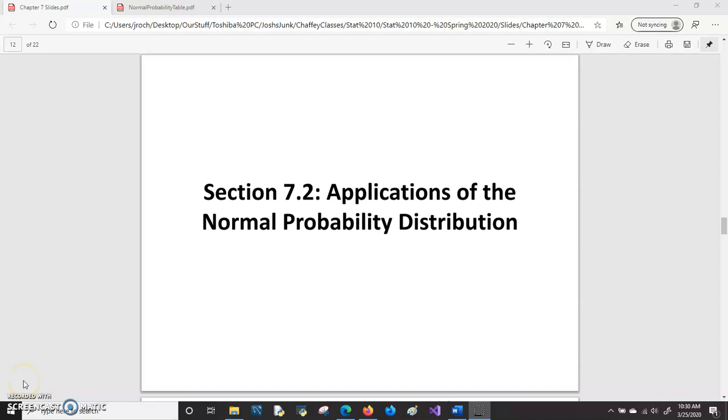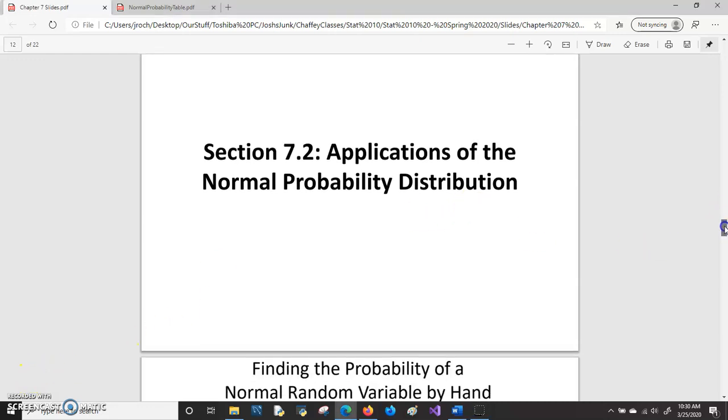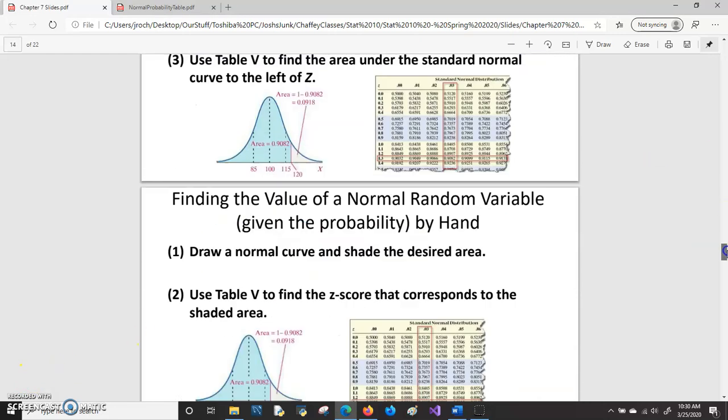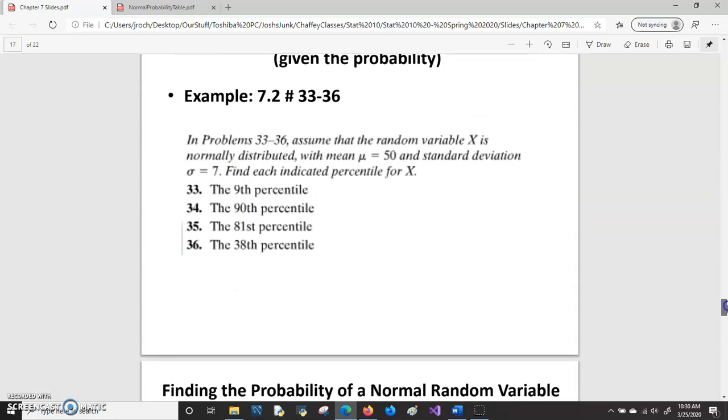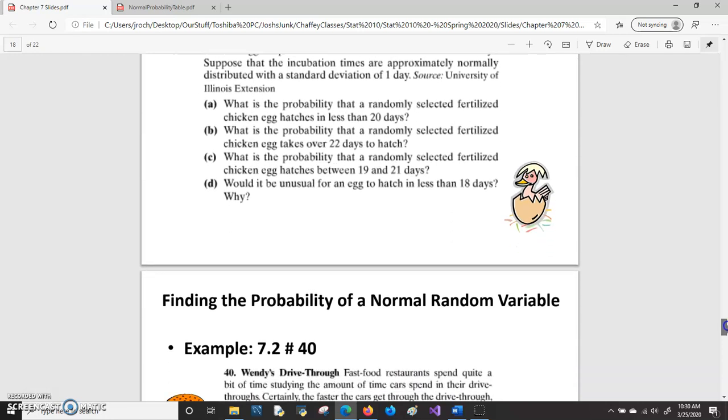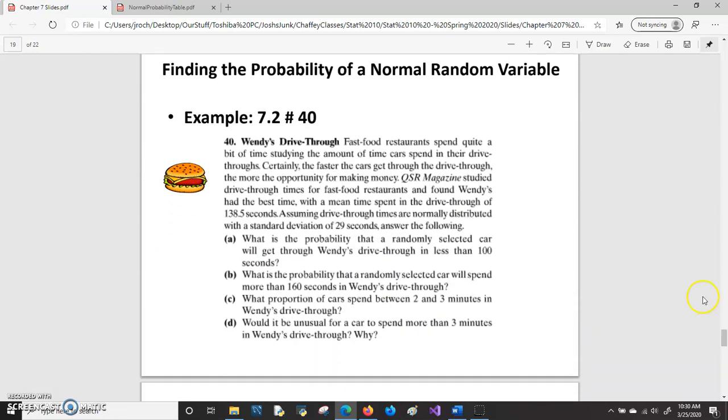Section 7.2 covers the applications of a normal probability distribution, and in the slides there are detailed notes about what you do to solve these different kinds of problems. And I'm going to go right to one of the examples, 7.2 number 40.